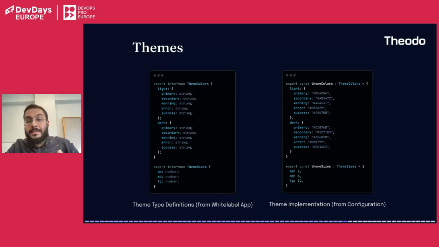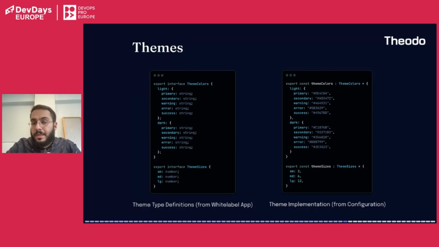On the right-hand side, what we have is an implementation of those theme colors and those theme sizes. So effectively we say, okay, for the Burger Queen app, I want the primary color to be this specific hexadecimal, and I want the secondary color to be this specific hex color, and so on and so forth. Similar thing for the sizes. We say, for the Burger Queen app, I want the small font size to be 2 points, and the medium to be 6, and so on and so forth.